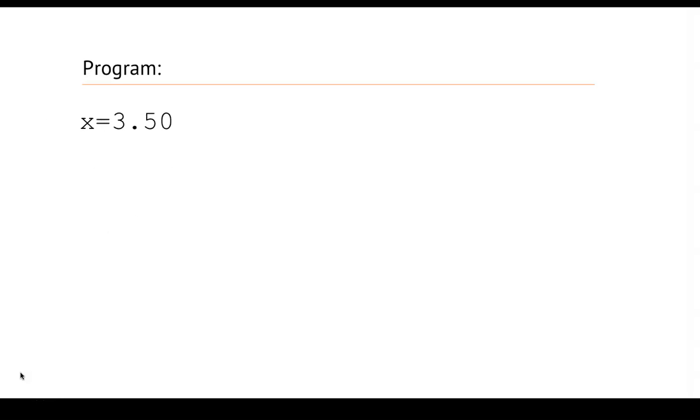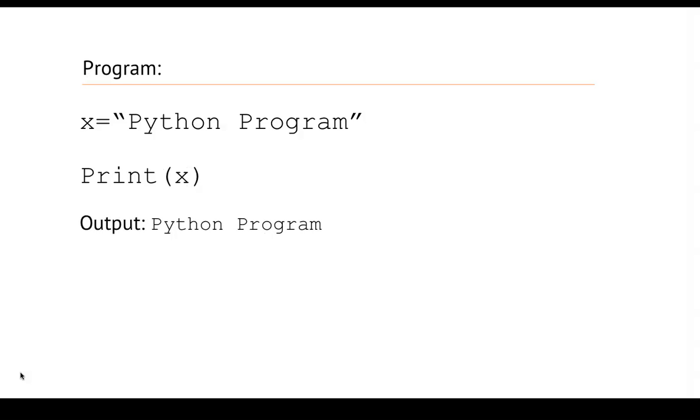You can also create a variable for a fractional value. Suppose here I have created a variable x and assigned 3.50. When you print this variable, you will get the output, the value of this variable. You can also create a variable for a sequence of characters, that is string. Here I have created a variable x and assigned Python program. When you print this variable, you will get the output, Python program.